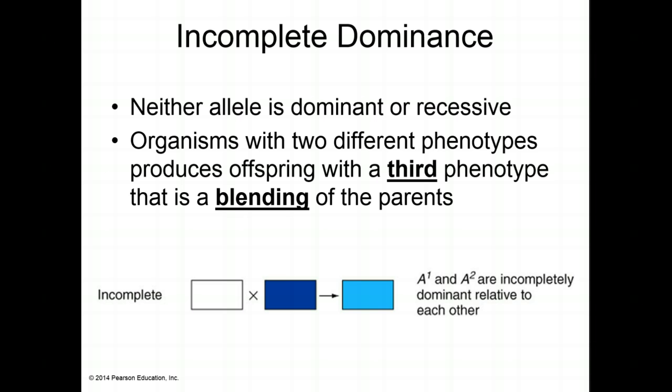Let us review. So incomplete dominance is characterized by inheritance where neither allele is dominant or recessive. The heterozygote will be a blend of the two parents.